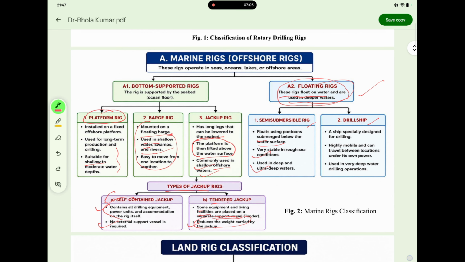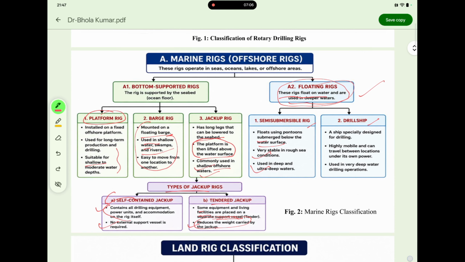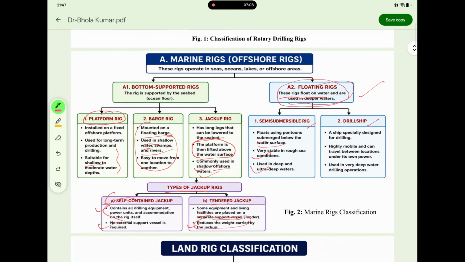Maybe the question will be asked: for a deeper well, what type of rig are we going to use offshore? You can say the semi-submersible rig. Okay, now the next one is the drill ship rig, a ship specially designed for drilling, highly mobile, and it can travel from one location to another under its own power, right? It is used in very deep water drilling operations. So these are the classifications of rigs as I discussed.